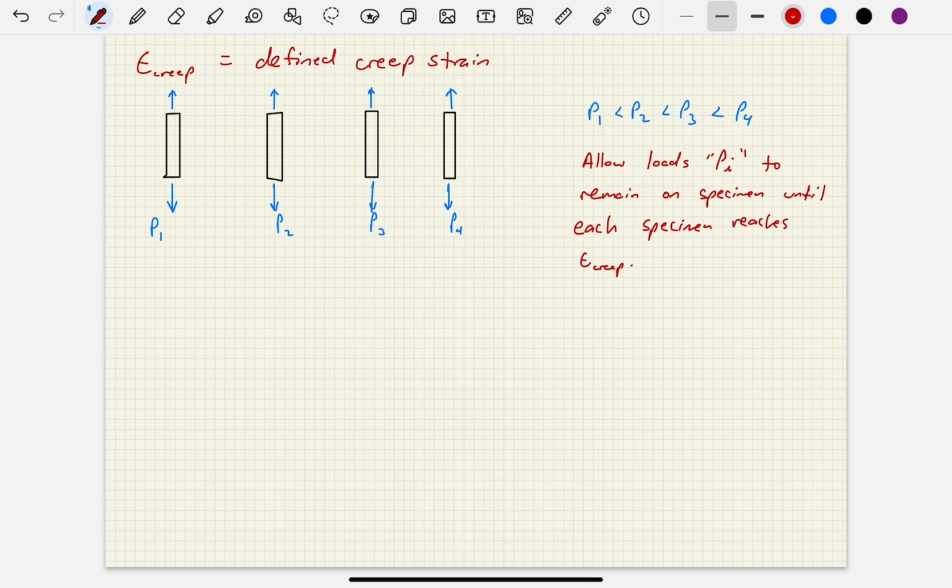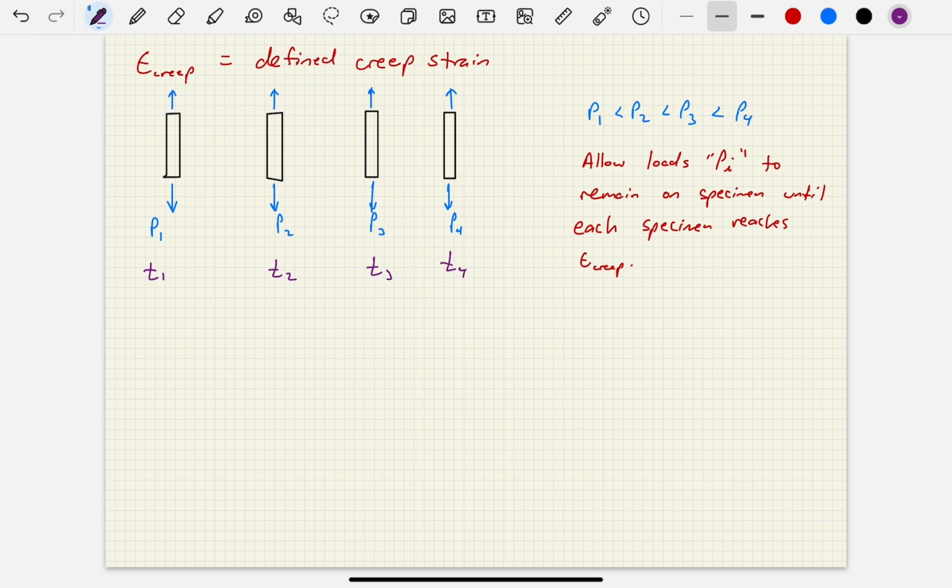And so what will happen? Well, will they all reach epsilon creep at the same time? No, they won't. In fact, they will all be different times, and that time to reach epsilon creep for each specimen is going to depend on the magnitude of each of these loads hanging out here. And so they all will eventually get to epsilon creep, but each one will take a different amount of time. So let's say that, to reach epsilon creep, this is like T1, T2, T3, T4.